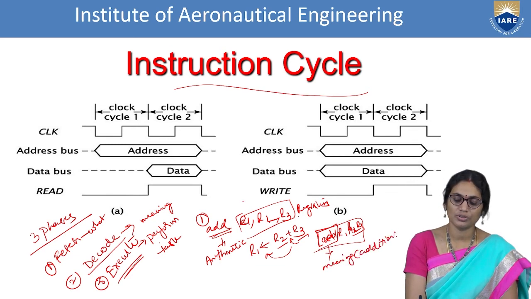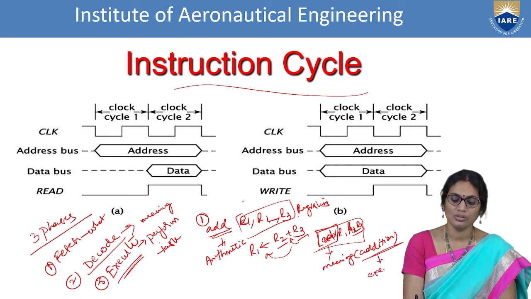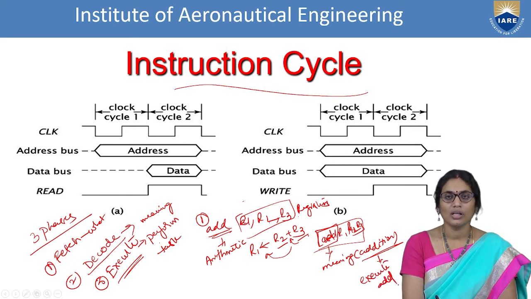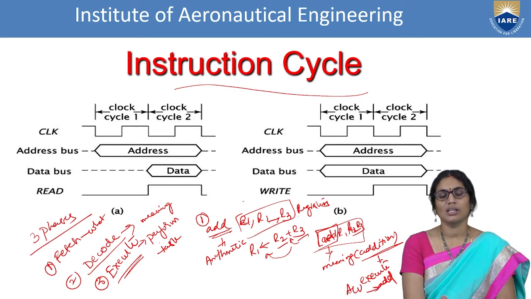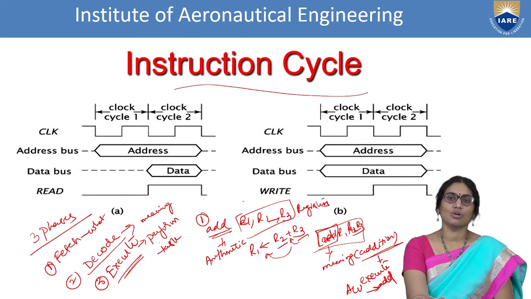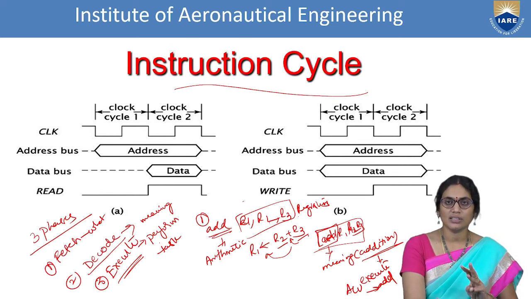Addition of two numbers. Now, third one is execution. So what does it have to perform? Execute addition of two numbers. So this is performed in the ALU. So in this way, the instruction cycle performs its operation in three phases. First one is fetch, second one is decode, third one is execute.